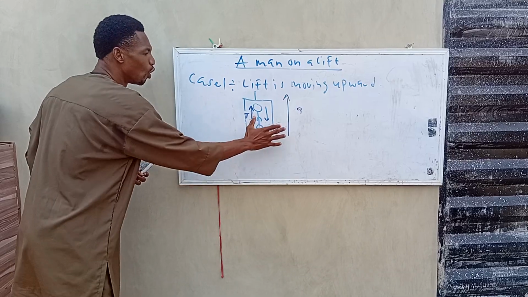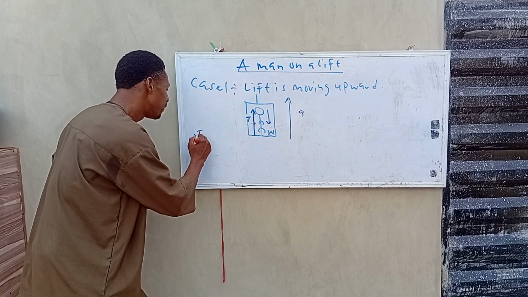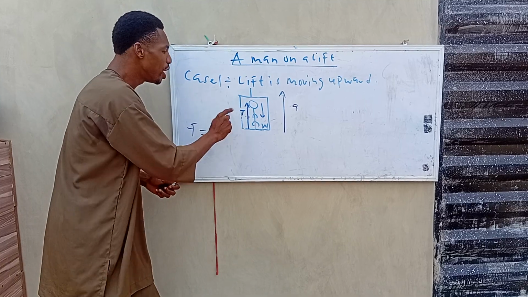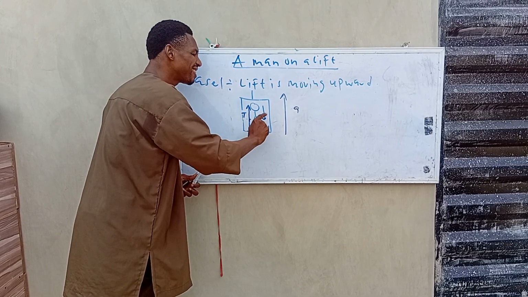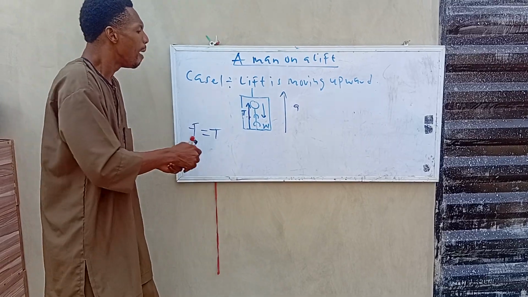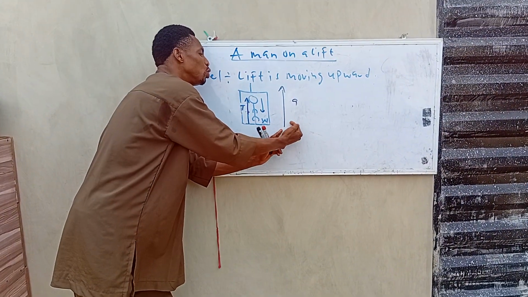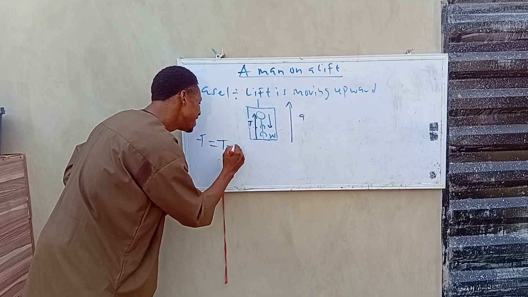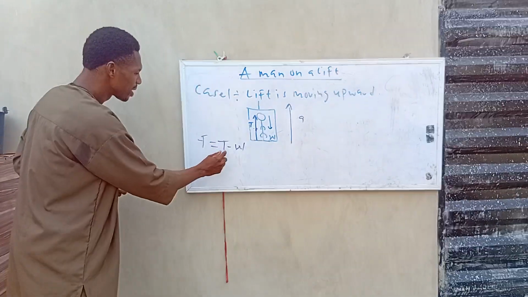Now, what is the total force acting on this man on this lift? The total force F is equal to, out of these two forces acting on this man on the lift, the one acting in this direction, which is the tension. Therefore, tension will be positive. Because the weight of this man is acting downward and is opposite to the direction of this movement, the weight becomes negative.